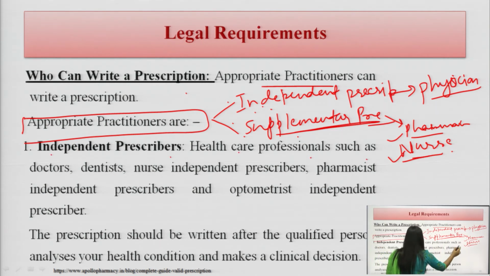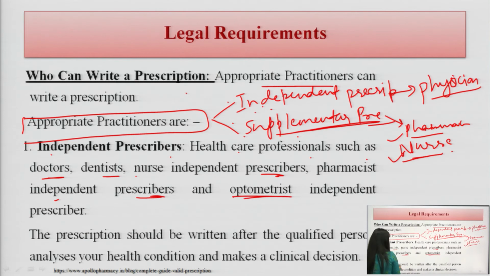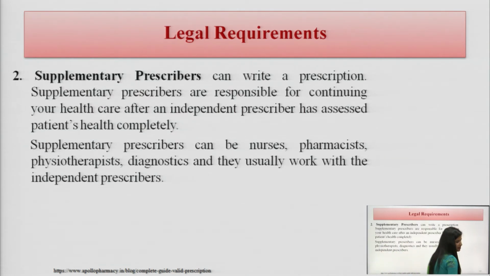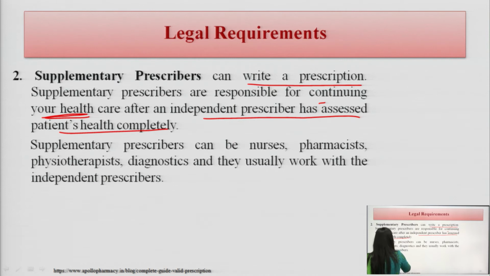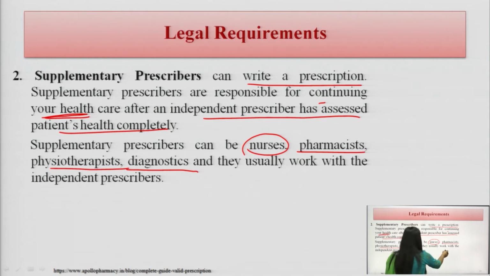Independent prescribers are healthcare professionals such as doctors, dentists, nurses, pharmacists, optometrists. These all can give the prescription. Whereas supplementary prescribers are responsible for continuing your health care after an independent prescriber has assessed, which means the doctor has assessed the patient's health completely. Then they give the drug to the patient, and they could be the nurses, the pharmacists, the physiotherapists, the diagnostics, and they usually work with the independent prescriber, in a team, with the doctors.